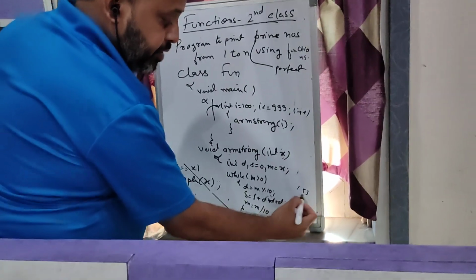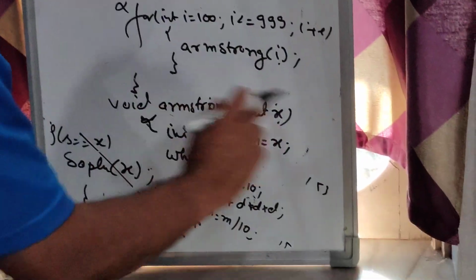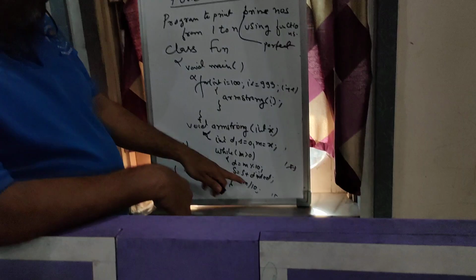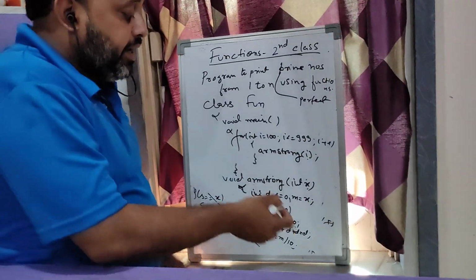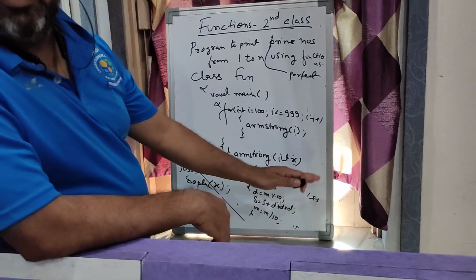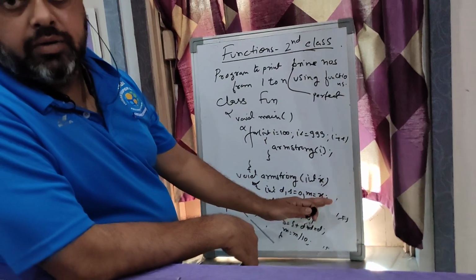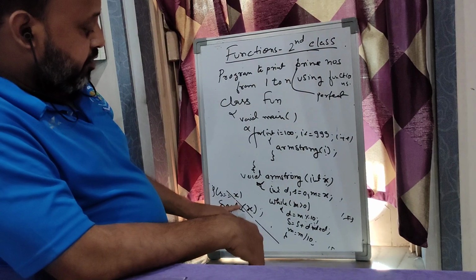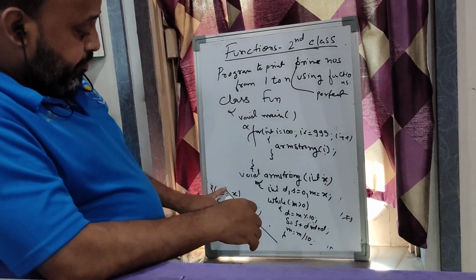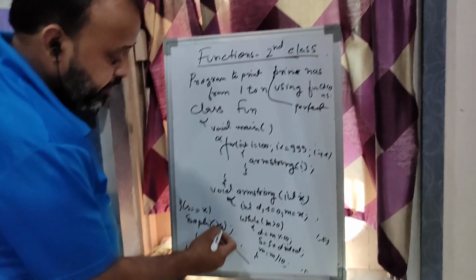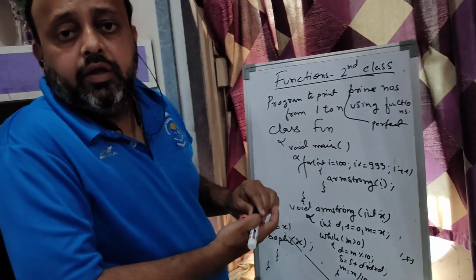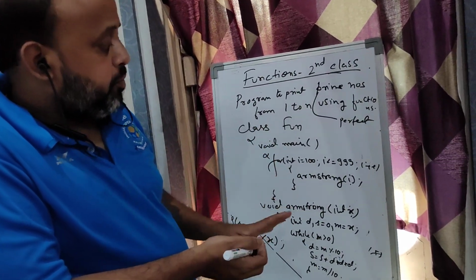Suppose number is 153, then it will become 15 here. It will continue, again you will get 5, again the loop will run 3 times, and you will get the sum 3 square plus 5 square plus 1 square, whatever. Then finally checking if the sum and your number are both same, it will be printed. So I hope these 3 programs are clear.